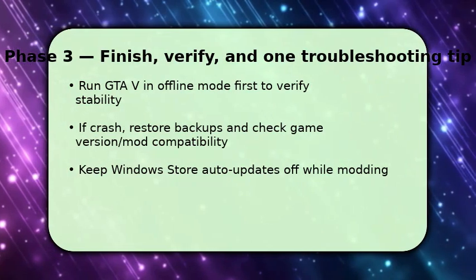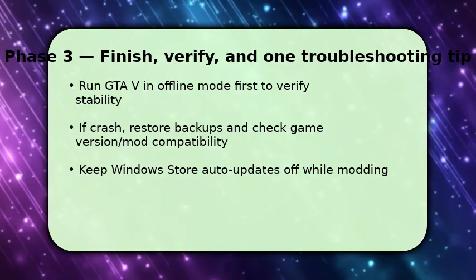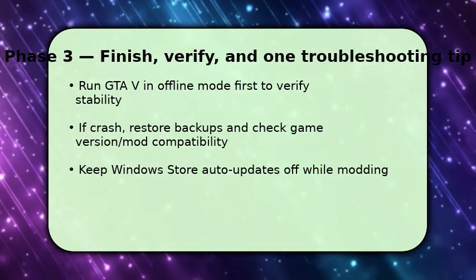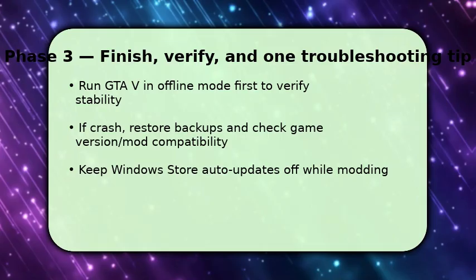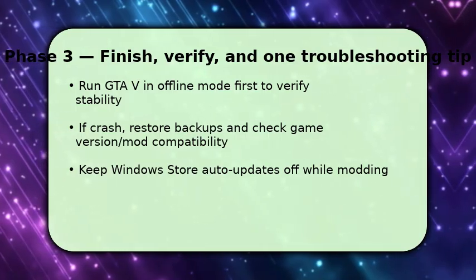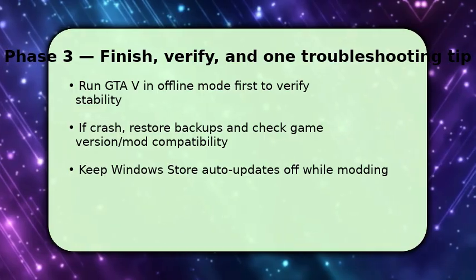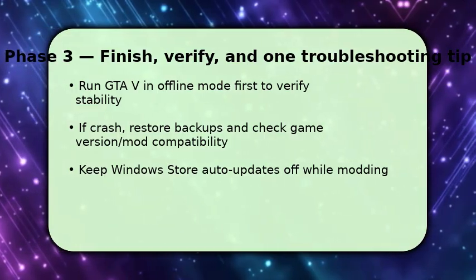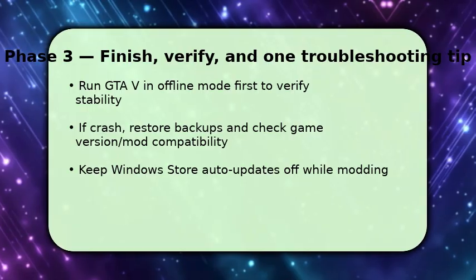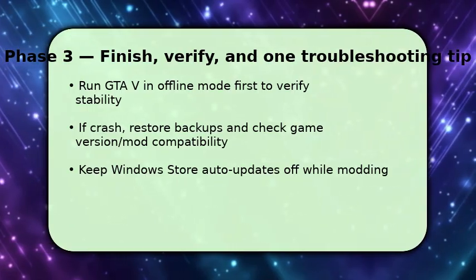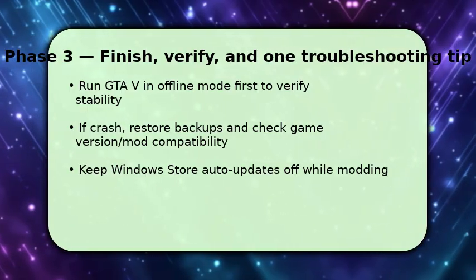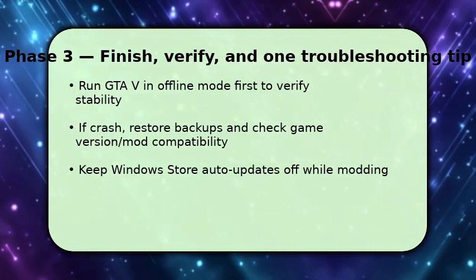Finish by launching GTAV offline to confirm the mods load and the game stays stable. Observe loading times and the in-game console for errors. If the game crashes, exit and restore the original files from your backup, then verify each mod's compatibility with the exact game build. Also make sure Windows Store auto-updates are disabled while you test, because updates can overwrite patched files.